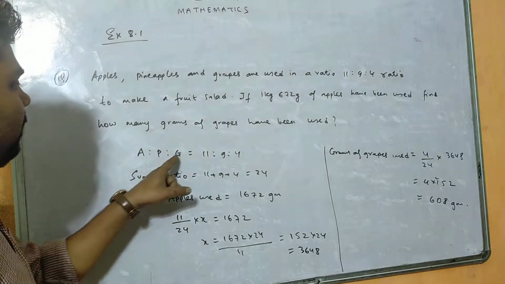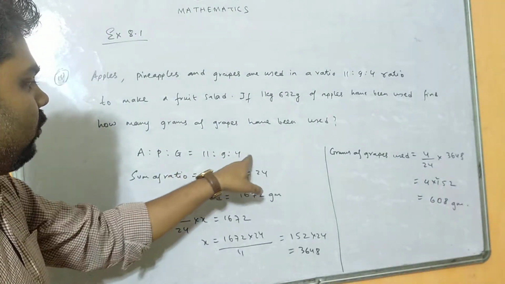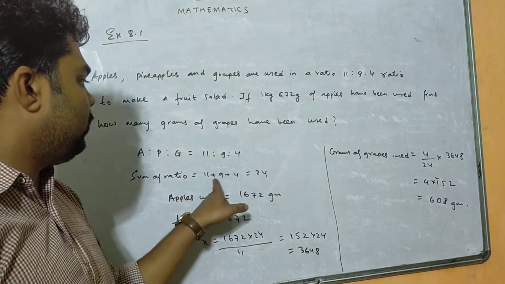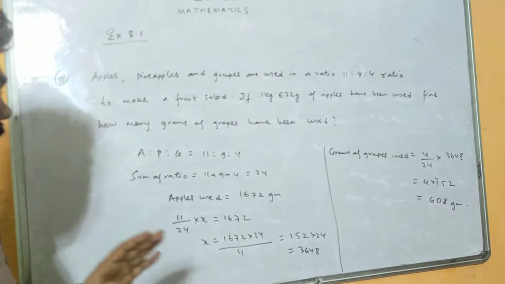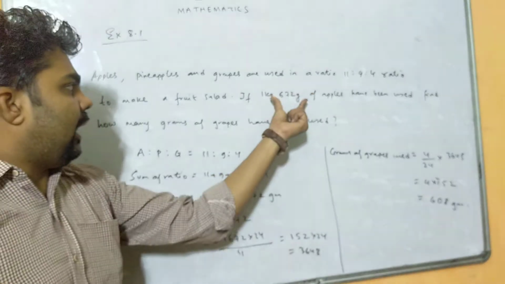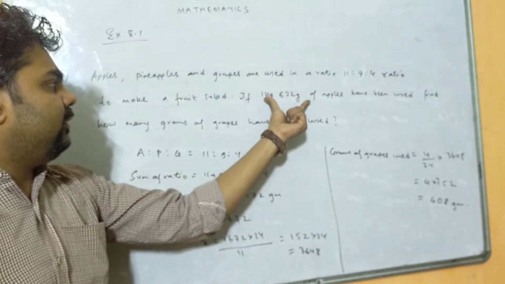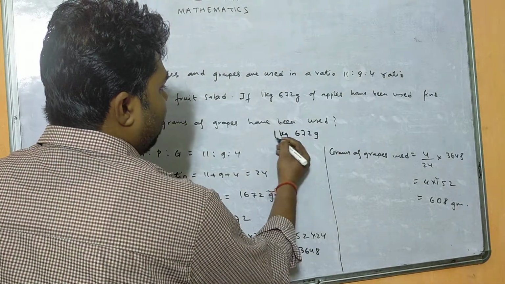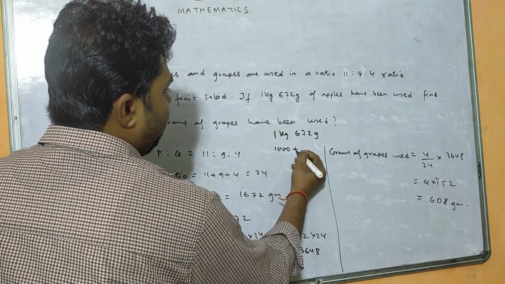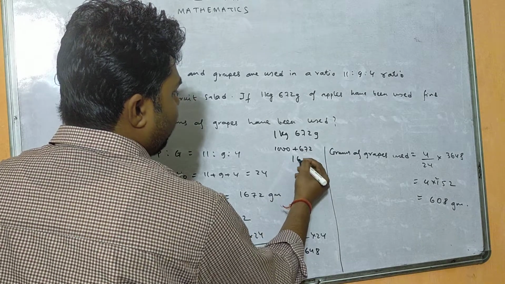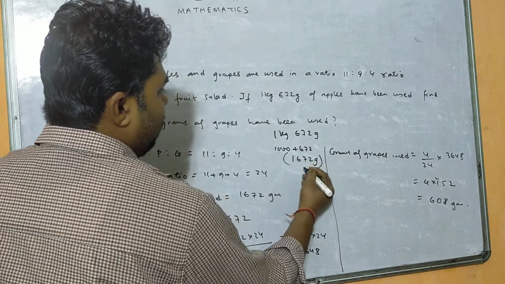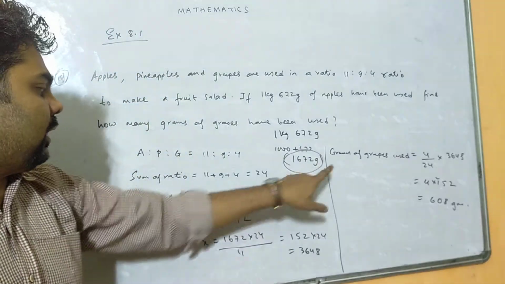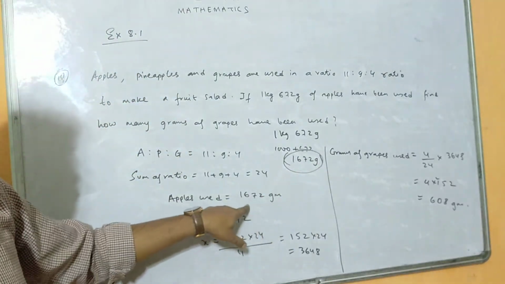So apple, pineapple and grapes, they are given in 11:9:4. So first step will be finding the sum of the ratios. So 11 plus 9 plus 4, right? That is 24. Next you see in the question it is given how much apples are being used. 1 kg 672 gram. So 1 kg means 1000 gram plus 672. So 1672 gram, right? So how much apple is being used here? 1672 gram. So apple used, I wrote here 1672.